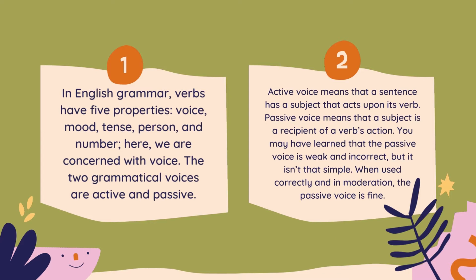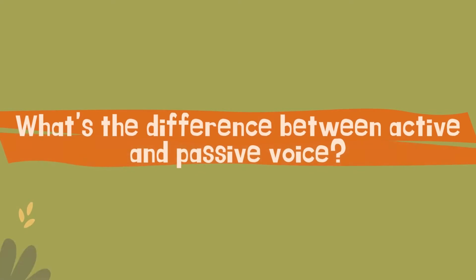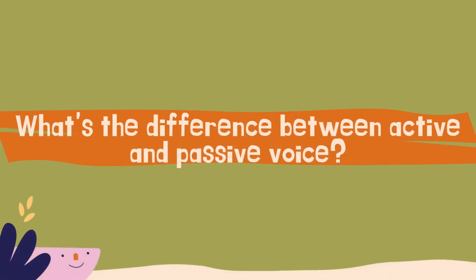Active voice means that a sentence has a subject that acts upon its verb. Passive voice means that a subject is a recipient of a verb's action. You may have learned that the passive voice is weak and incorrect, but it isn't that simple. When used correctly and in moderation, the passive voice is fine. What's the difference between active and passive voice?